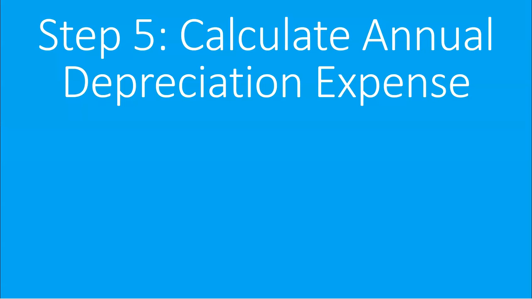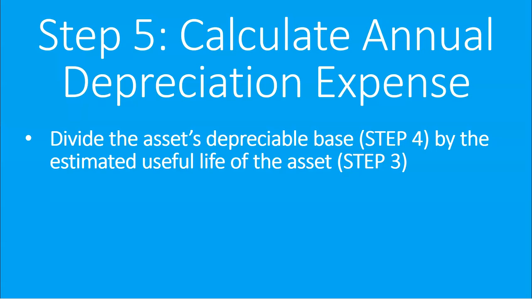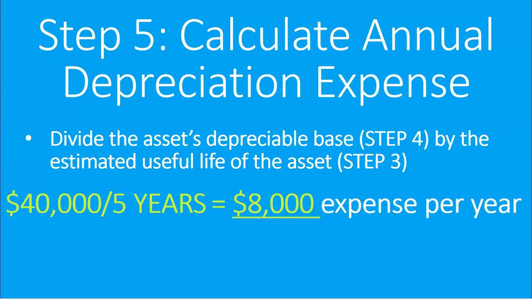Step 5 is we're going to calculate annual depreciation expense. And we're going to do that by dividing the asset's depreciable base that we just calculated a few seconds ago by the estimated useful life of the asset back from step 3. So our depreciable base is $40,000, and we're going to divide that by 5 years. Remember, straight line depreciation uses the passage of time, and that's going to give us $8,000. If you take 40,000 divided by 5, you're going to get $8,000. And this is the amount that we're going to expense each year.